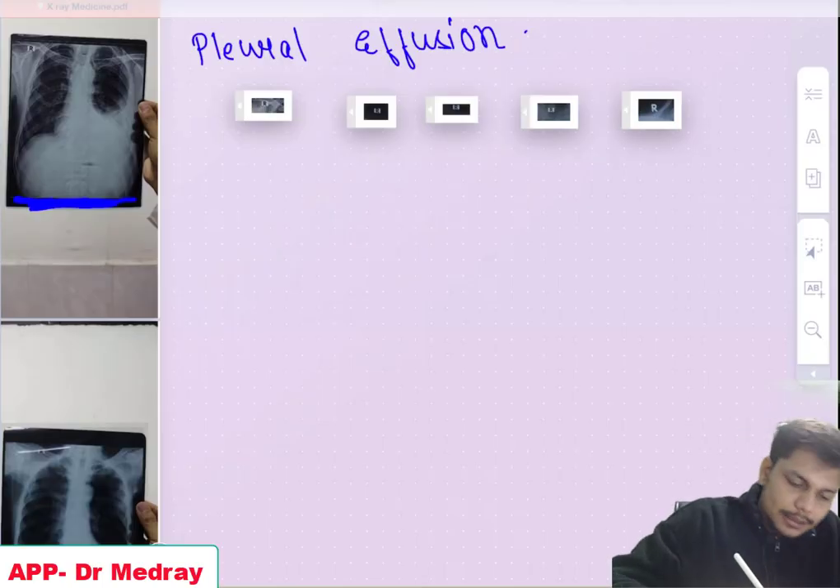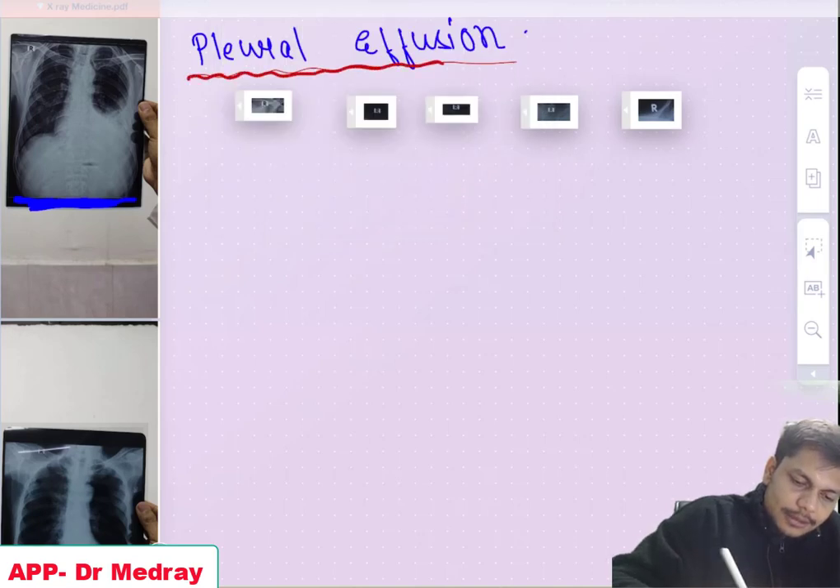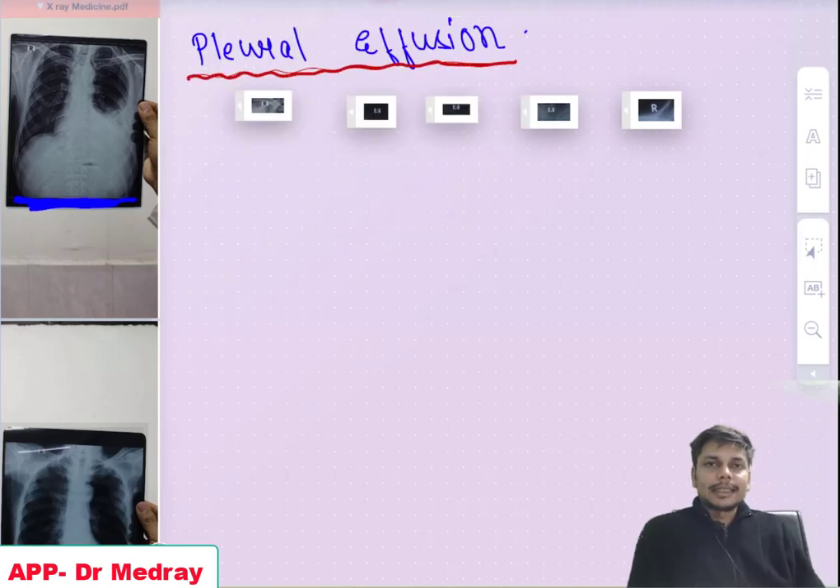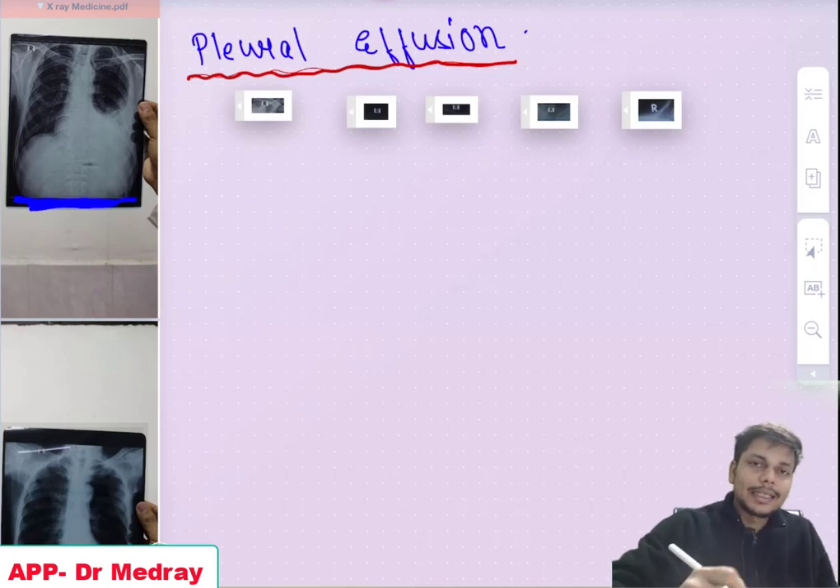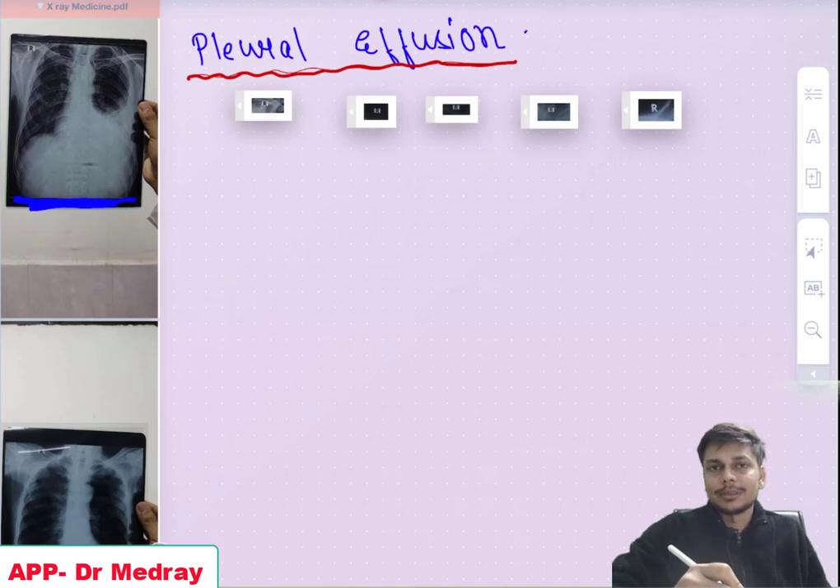Discussing the X-ray of pleural effusion. The patient is having pleural effusion, that is accumulation of excess fluid in the pleural cavity. The lung is lined by the visceral and the parietal pleura, and the gap between the visceral and the parietal pleura is the pleural cavity. Normally 10 to 15 ml of fluid is present in this pleural cavity, but if there is excess fluid in this pleural cavity, that is the pleural effusion.